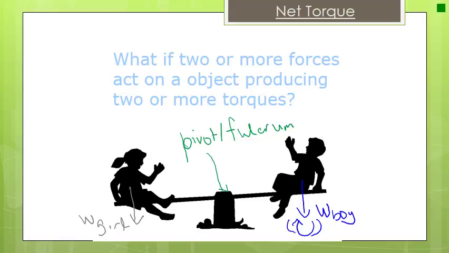Now let's look at the girl. The girl exerts a force or a weight onto the left side of the pivot. So this will produce an anti-clockwise moment. Now, how do we actually add moments? We will see in the next slide.